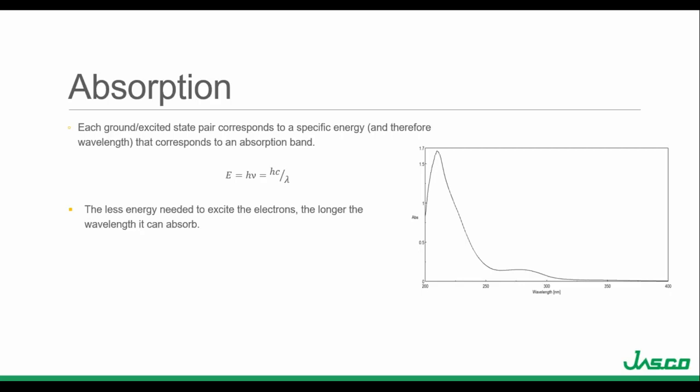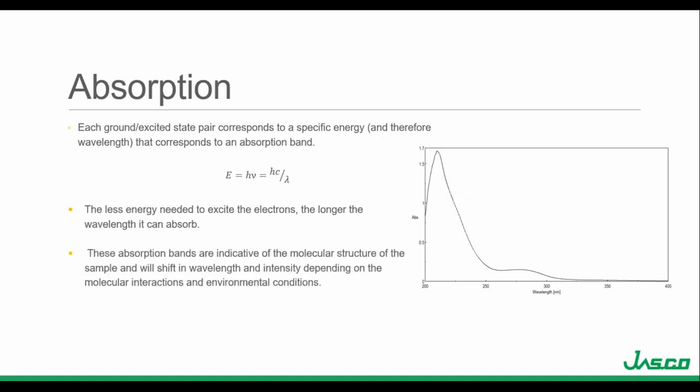Planck's equation demonstrates that the less energy needed to excite the electrons, the longer the wavelength of the absorption band. The absorption bands are indicative of the molecular structure of the sample and will shift in wavelength and intensity depending on the molecular interactions and environmental conditions. These bands are typically broad and featureless due to the numerous molecular vibrational levels associated with the electronic energy level.